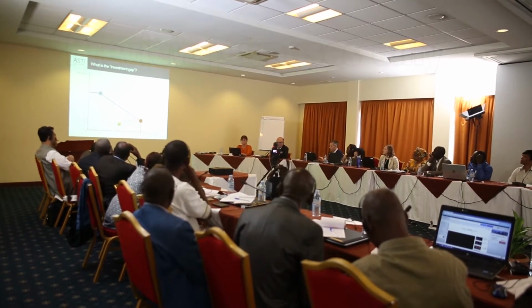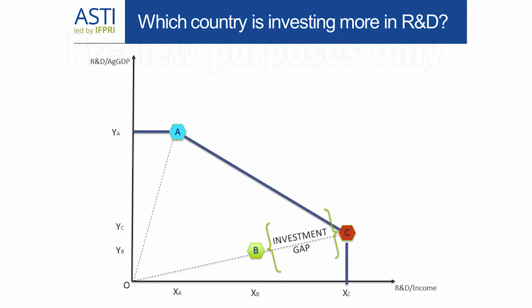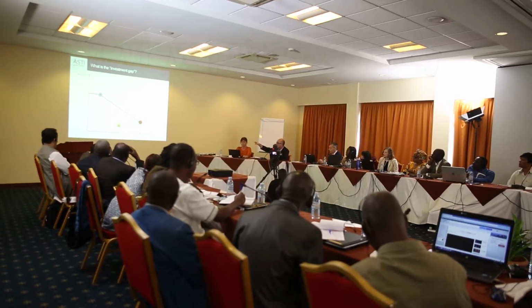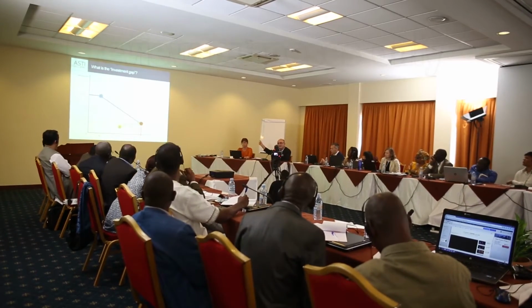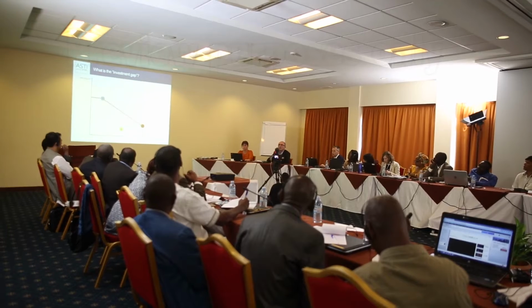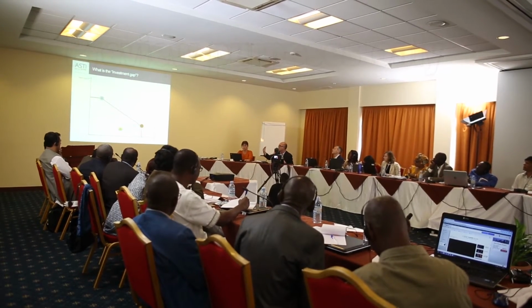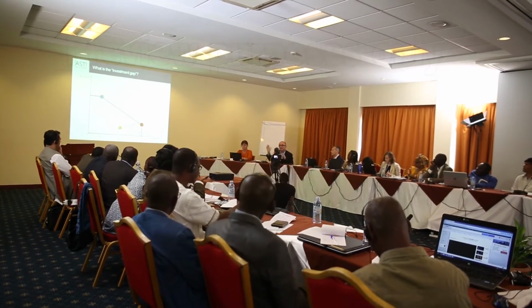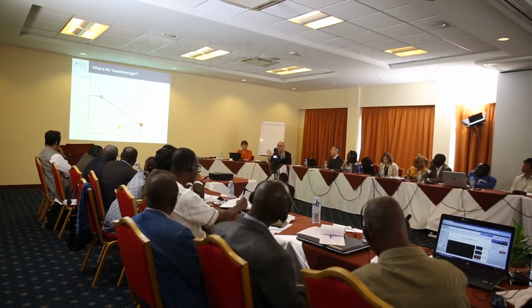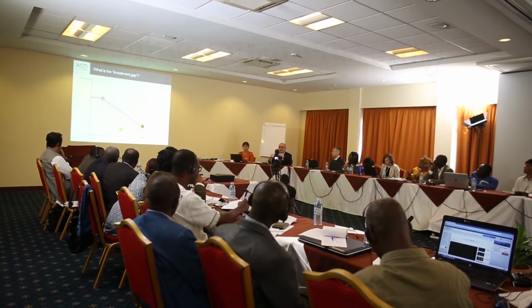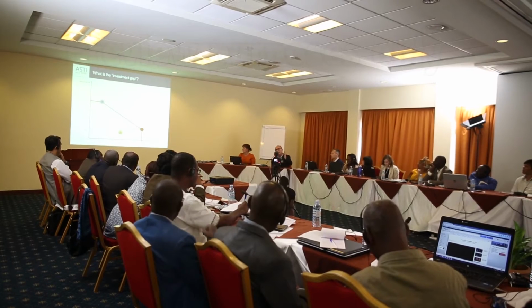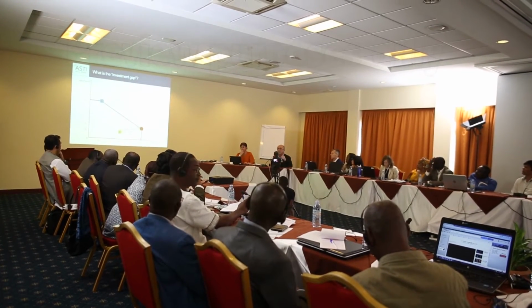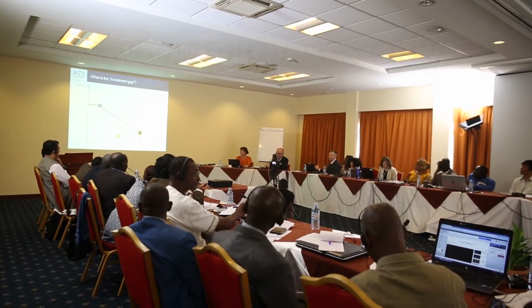And so what is the investment gap in this approach when we use these comparisons? Well, that is the investment gap: the distance from country B to the frontier in terms of intensity. So we can say potentially country B could be investing as much as country C because it has a very similar composition of the indices, that is, similar income related to R&D, similar R&D related to GDP.